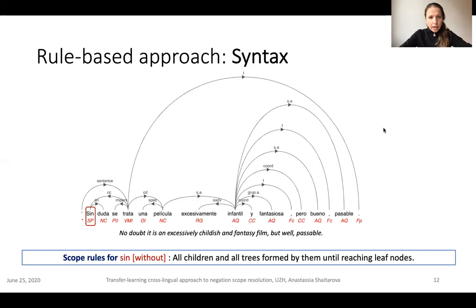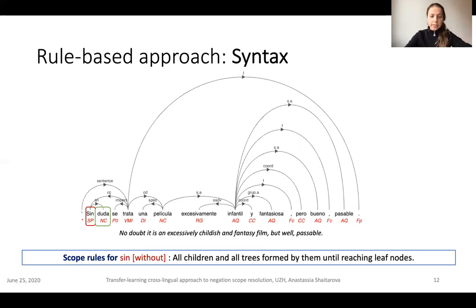Here, if we look at our dependency tree, the only child of "sin" is "duda". So this is what we negate, which makes sense because "sin duda" means "no doubt", and the rest of the sentence is actually not negated. So all these discoveries made by the rule-based approach have been successfully implemented by machine learning approaches as well.